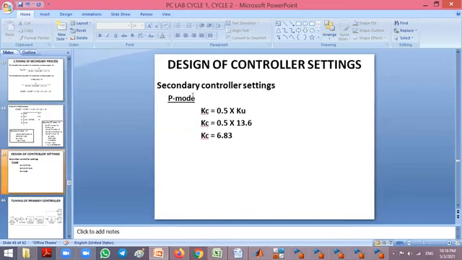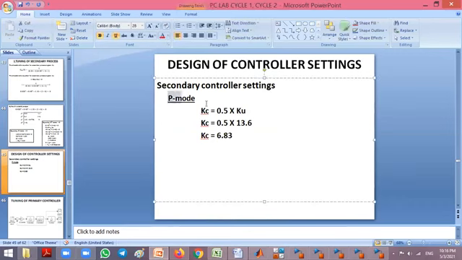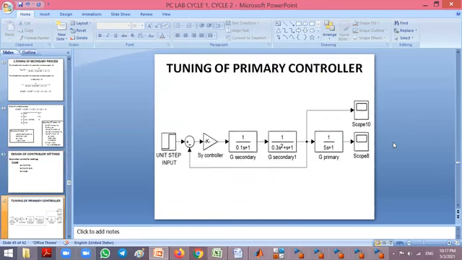So the secondary controller, we are going to put in P mode, as I said earlier. In P mode, the Ziegler-Nichols controller setting is Kc is equal to 0.5 into Ku. So it is 0.5 into 13.6. So Kc is equal to 6.83. So now we have designed the secondary controller. We are going for the design of the primary controller.